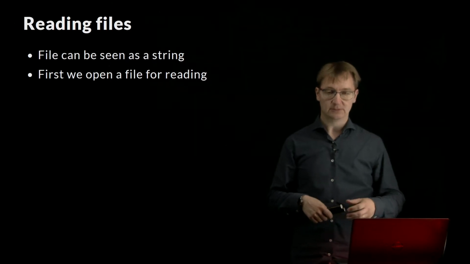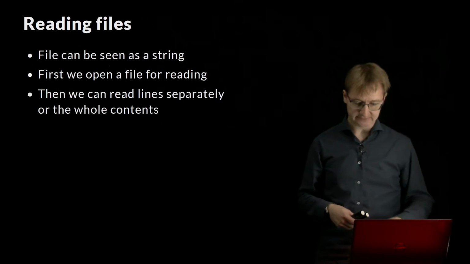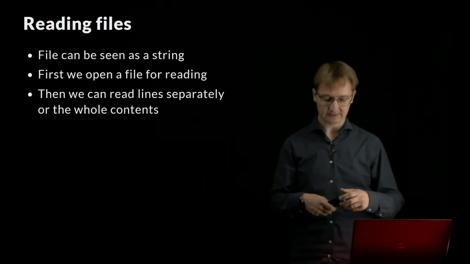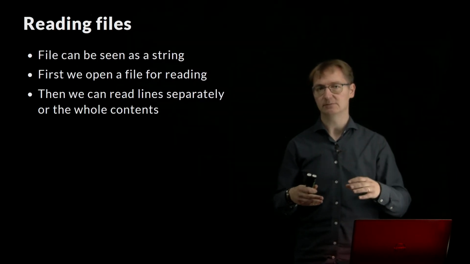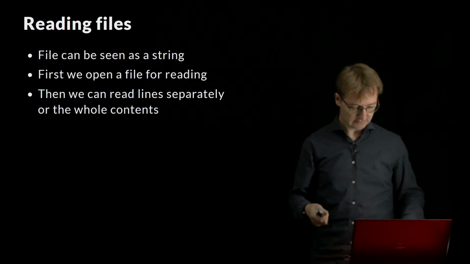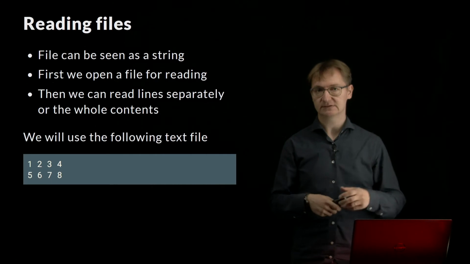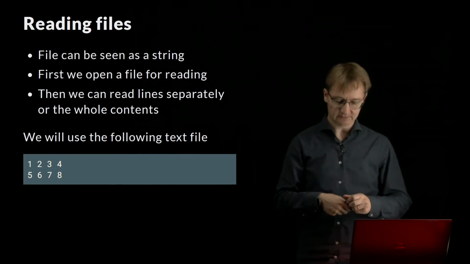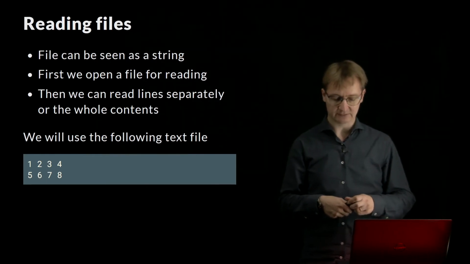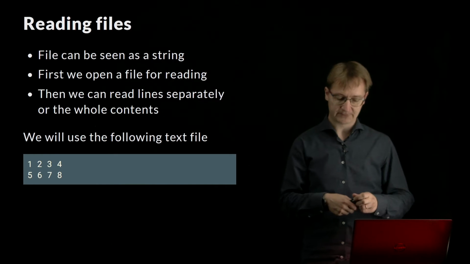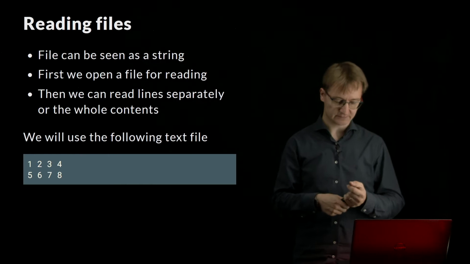So to operate with the file, we have to open it first. And to read it, we open it for reading. Then we can, for example, read every line separately, or we can read the whole contents in one command. In the next examples, we will use the given file. We have different numbers here separated by space, and also two different lines of input. All those examples will be done with the same file.